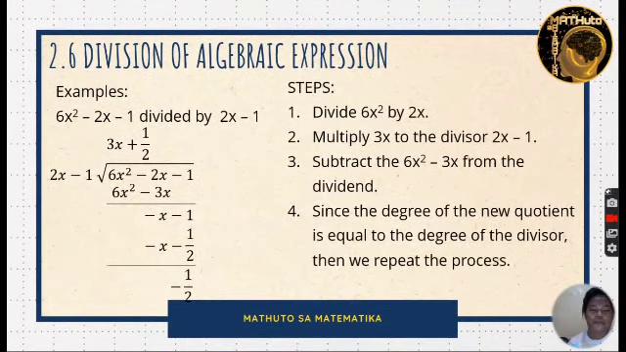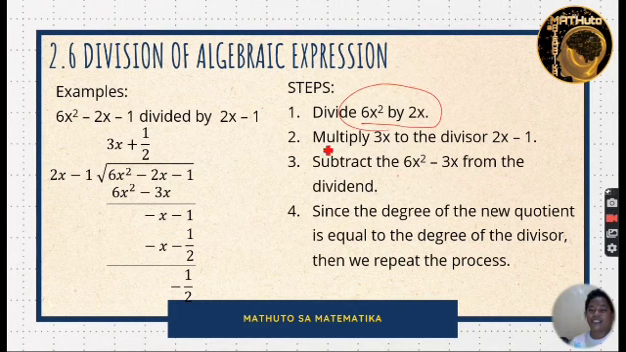Let's proceed to the other example po. 3x squared minus 2x minus 1 divided by 2x minus 1. So, let's start with dividing 6x squared by 2x. So, 6 divided by 2 is 3. 2 minus 1, the exponent of x of the numerator and the denominator. So, x na lang po kasi 2 minus 1 is 1. So, kaya naging 3x po siya.